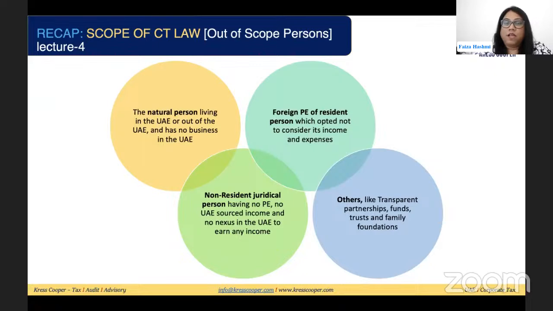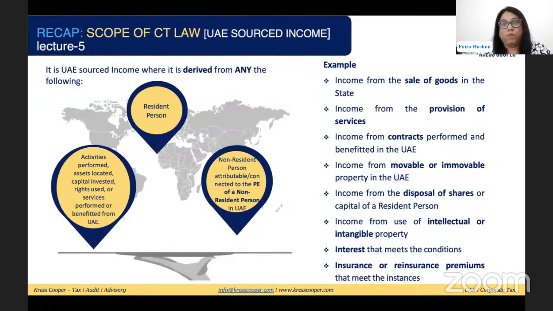If there's a non-resident company who has no PE here, no UAE source income, or no nexus in UAE, they will not be in the scope of corporate tax. And others, like we will discuss later on, the transparent partnerships and funds, they will not be included.